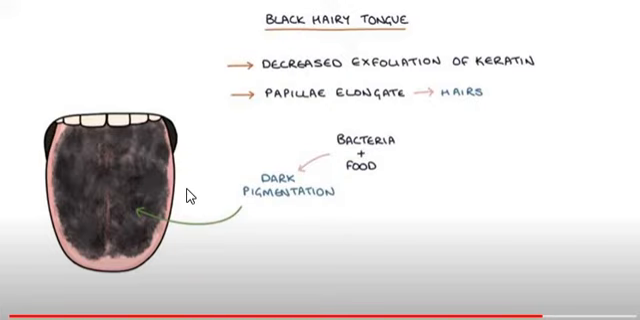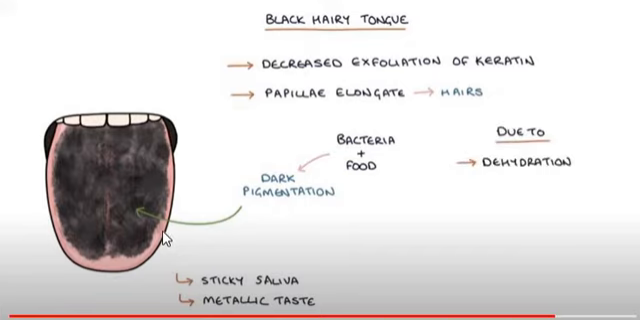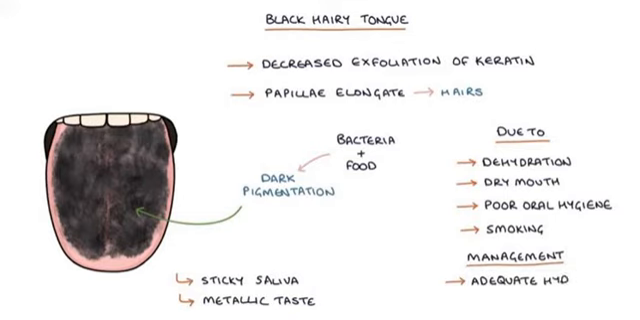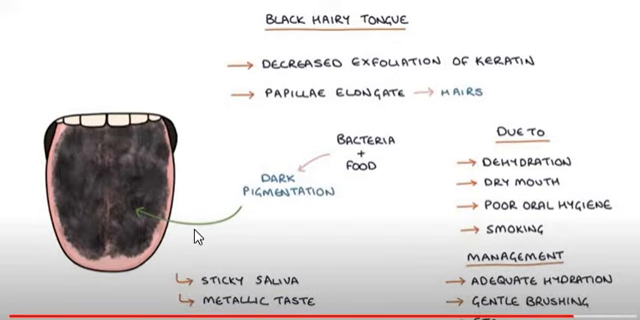Patients may also report that they have sticky saliva and a metallic taste in their mouth. Black hairy tongue may be due to dehydration, a dry mouth, poor oral hygiene, and smoking. Management involves ensuring adequate hydration, gentle brushing of the tongue, and stopping smoking.